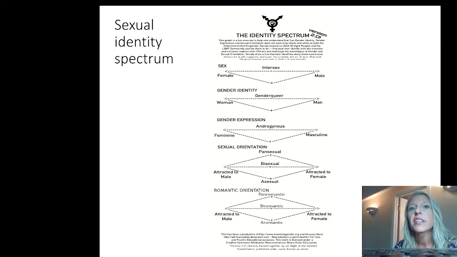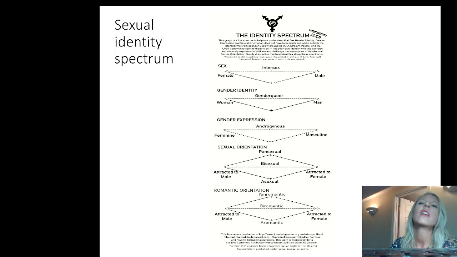In terms of sexual orientation, okay, so if you are heterosexual, you are either a male attracted to females or a female attracted to males. If you are bisexual, you are attracted to both males and females only. If you are pansexual, you are attracted to all genders, meaning males, females, people that are gender queer, trans individuals as well. Okay, so pansexual is all genders.